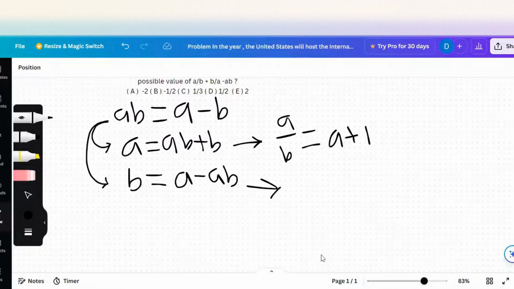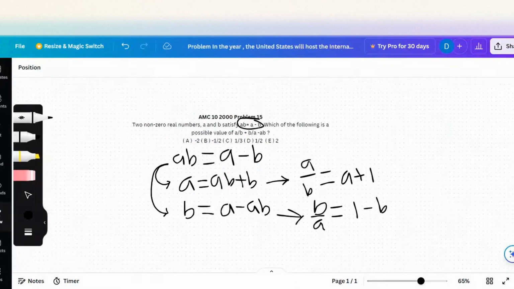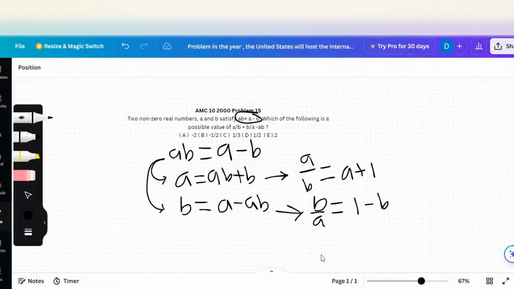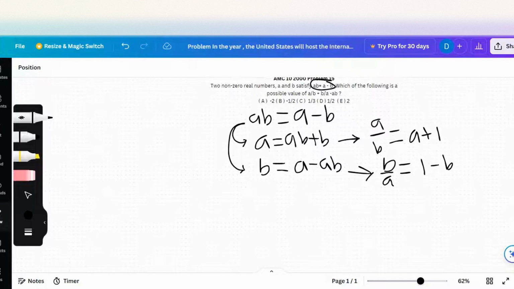And then for the second one, A appears twice on one side, so we can just divide by A. So B divided by A is equal to 1 minus B. And voila, we have B divided by A, another component that we need to solve the final equation right here: A divided by B plus B divided by A minus AB.